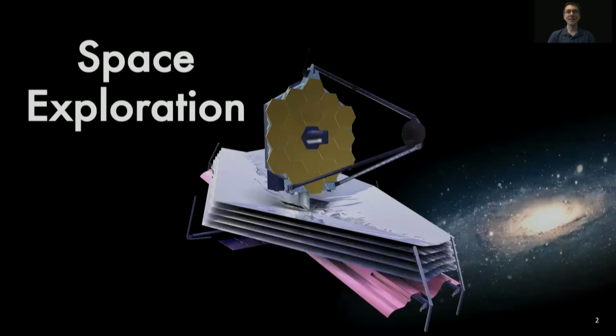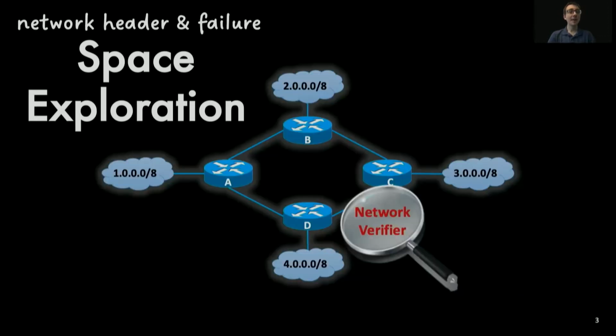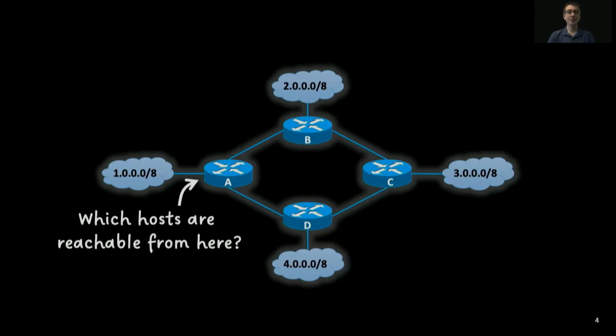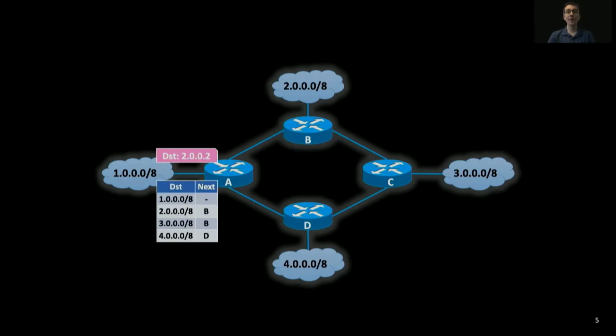Hi, I'm Aaron Gember-Jacobson from Colgate University. Today, I'm going to be talking about space exploration, but not about using telescopes to explore distant galaxies. I'm talking about using network verifiers to explore a network's behavior across a large space of packet headers and failure scenarios. For example, suppose network engineers want to know which hosts can be reached from a particular point in the network. To answer such questions, we need to determine how packets are forwarded through the network.